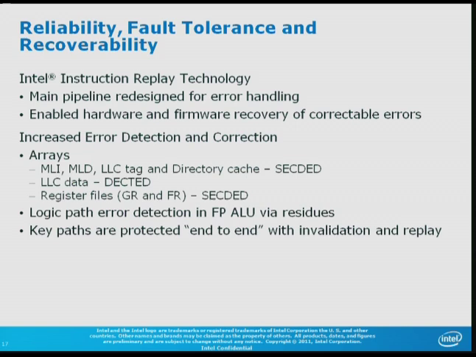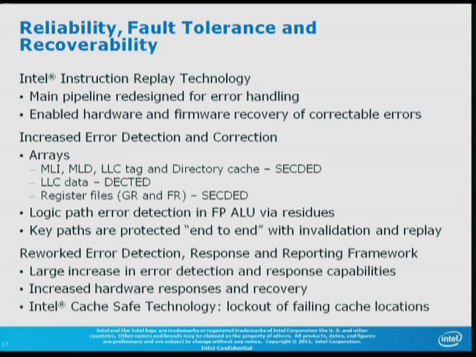We've added additional hardware for error detection and correction in the arrays, such as the mid-level instruction data, our last level tags, and our directory caches. We have single error correction, double error detection codes. Our last level cache has double error correction, triple error detection codes, and our register files have single error correction, double error detection codes. Our floating point unit has residue arithmetic for detecting transient errors. And many key paths on the chip are protected with end-to-end coverage.